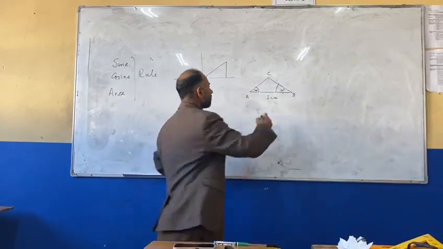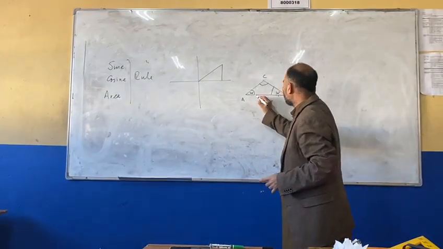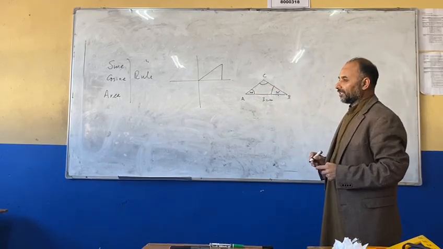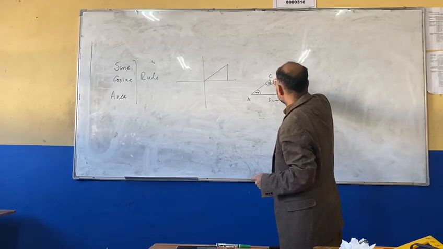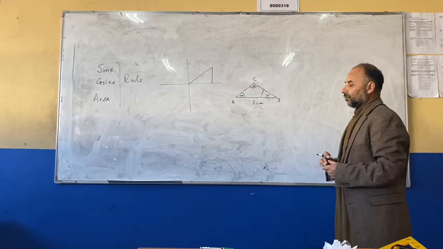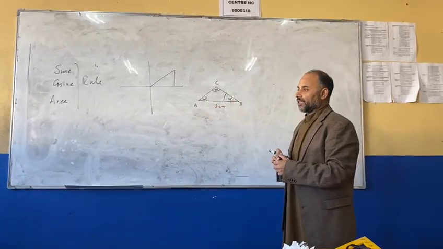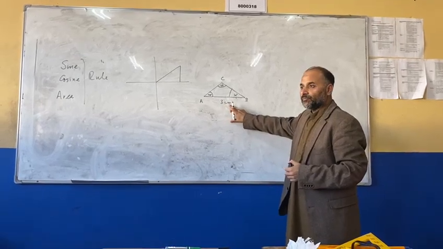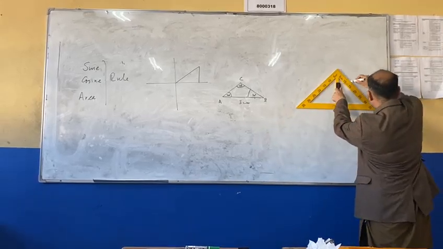Okay, tell me, what is the size of this angle? If this is 30, this is 40, the size of this angle? I didn't hear. 110. Okay. Our AB side is what? 3 centimeters.